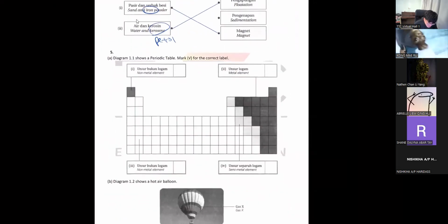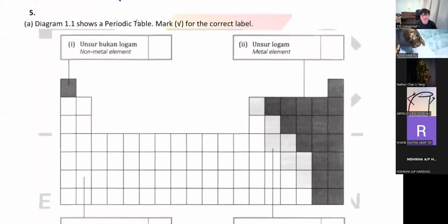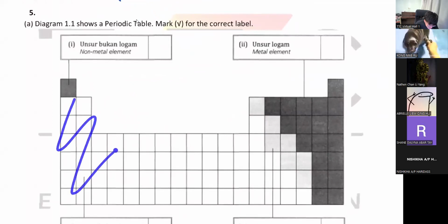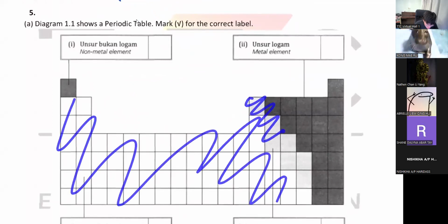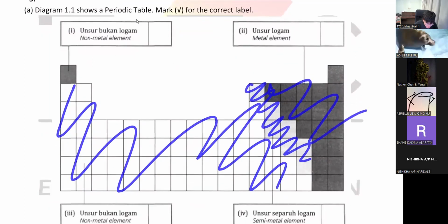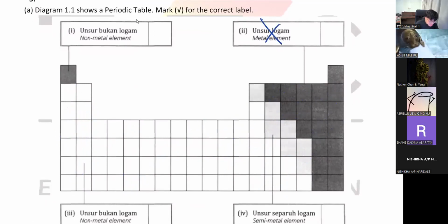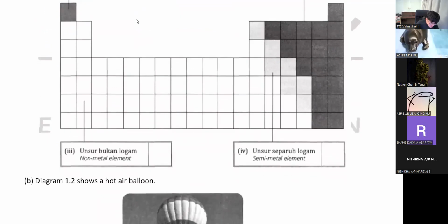Anyway, so number five. So I hope you still remember your periodic table. So you have your metal here and your semi-metal here, and then you have your non-metal here. So this is wrong. This is non-metal. You have one non-metal over here, and this is a metal. No, so this is semi-metal, semi-metal.